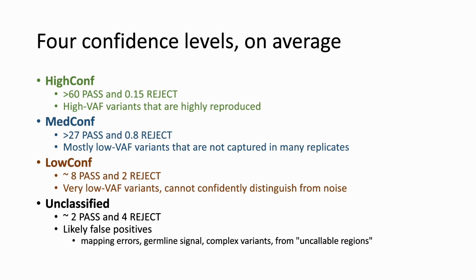For LowConf calls, however, the reproducibility is too low to confidently distinguish them from noise. And then for the Unclassified calls, there are more rejects than pass calls. They are likely false positives due to mapping errors, germline signals, or from uncallable regions.